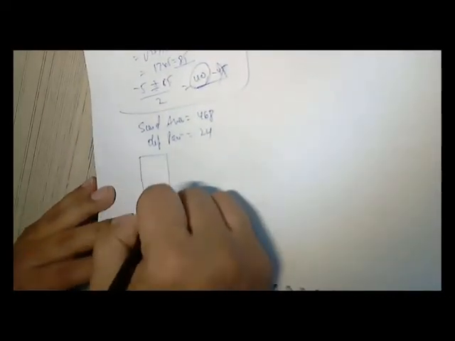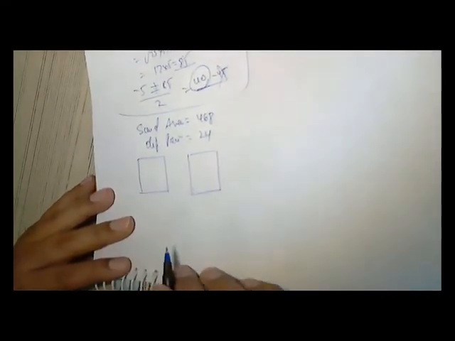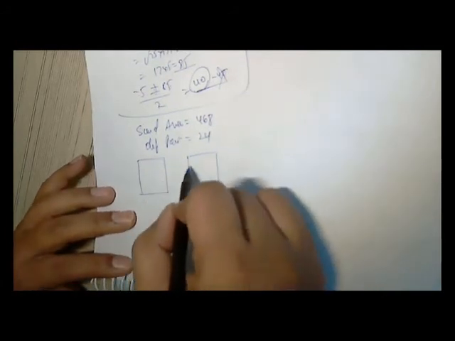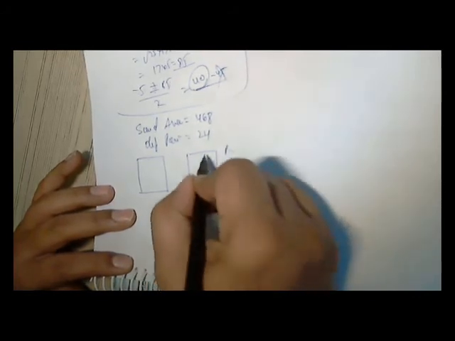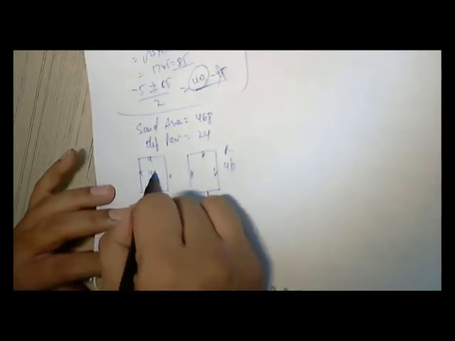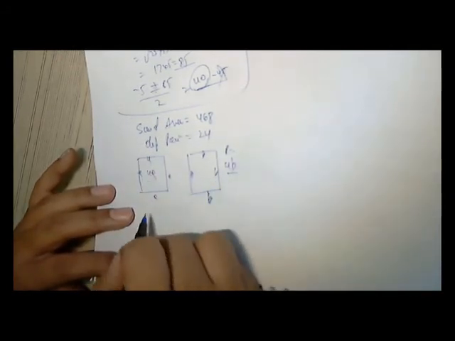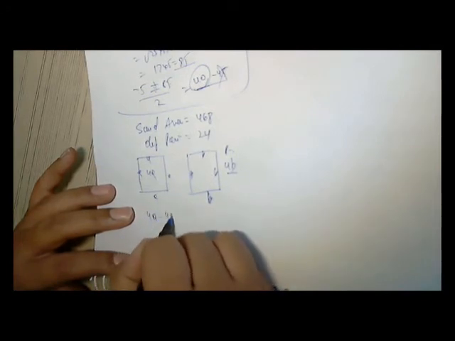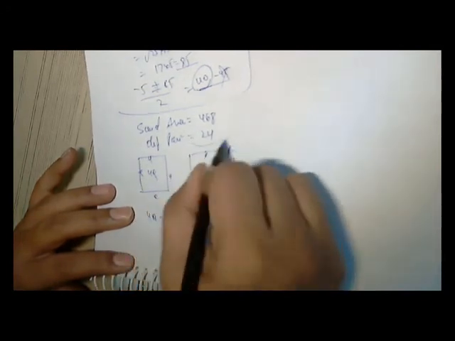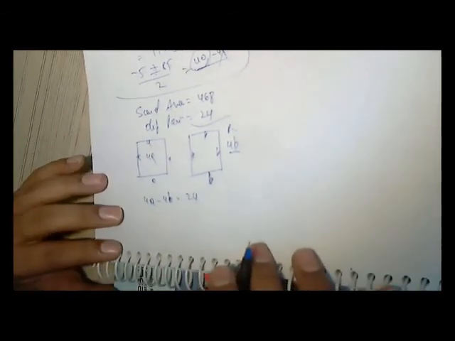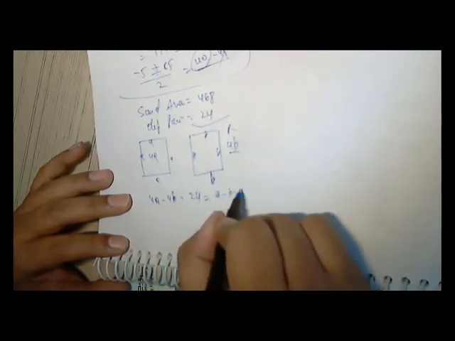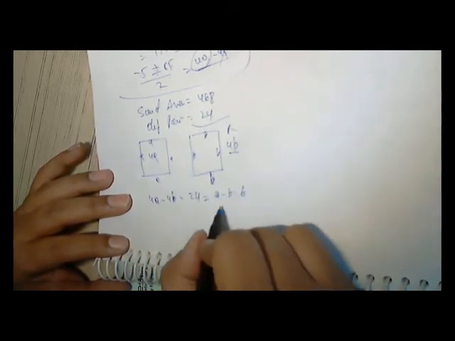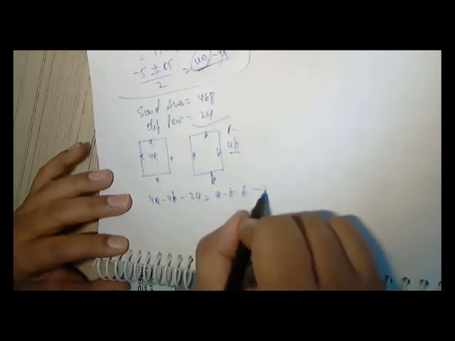Let us see. There are two squares. Say this side is B, with perimeter 4B, and this side is A. So 4A perimeter, 4B perimeter. So 4A minus 4B is equal to 24. If I take out 4, A minus B is equal to 6. Let us take it as 1.